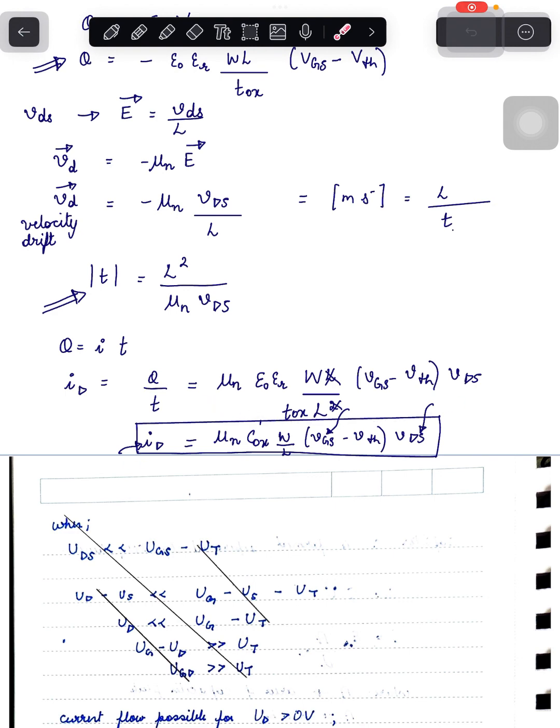Here in this equation, the designer cannot define the thickness of the silicon dioxide as well as the relative permittivity of the dielectric. Hence, this epsilon naught epsilon r by TOX is written as COX dash, and also the mobility of the electrons cannot be decided, so we write them together as beta naught n. So drain current ID equals mobility times COX dash times W by L into VGS minus VTH times VDS.